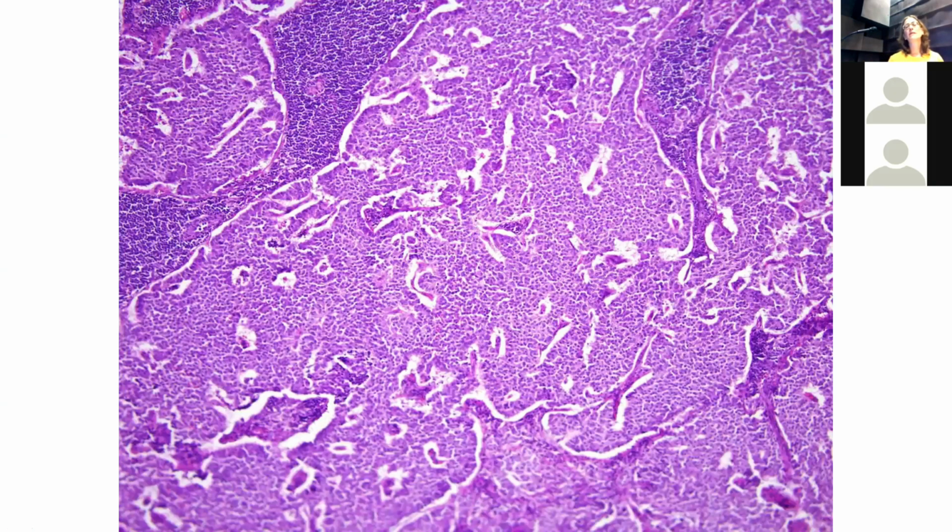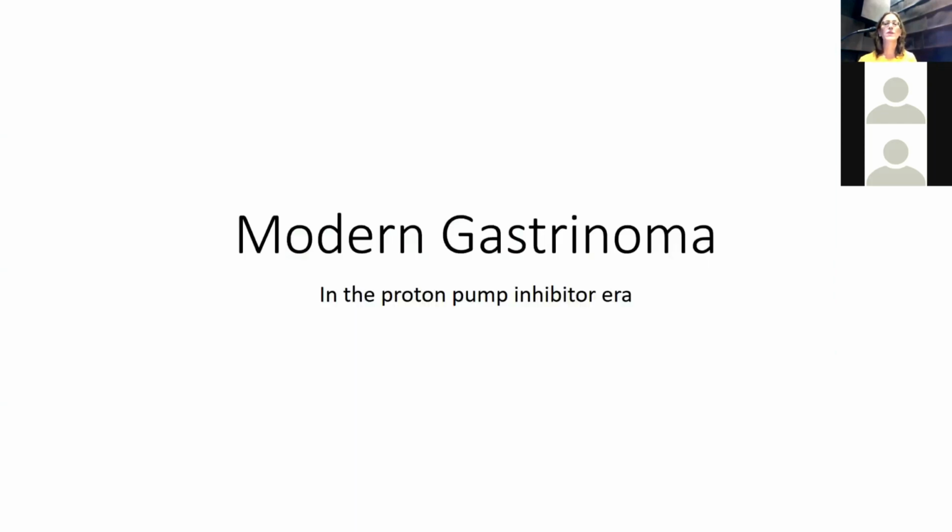This happens to be a lymph node metastasis from the gastrinoma that produced the stomach findings we just saw. And I'll talk a little bit more about that from the small bowel side later today.